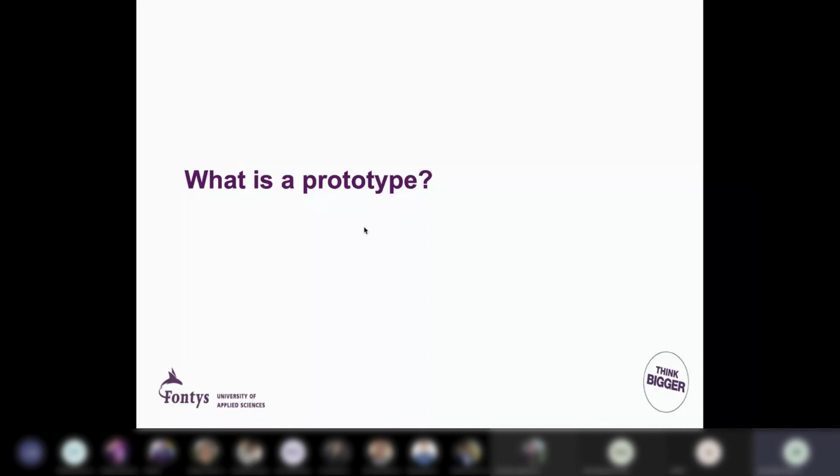So what is a prototype? I like some interaction here. What do you think a prototype is? Anyone want to share? Maybe some experiences in the past?